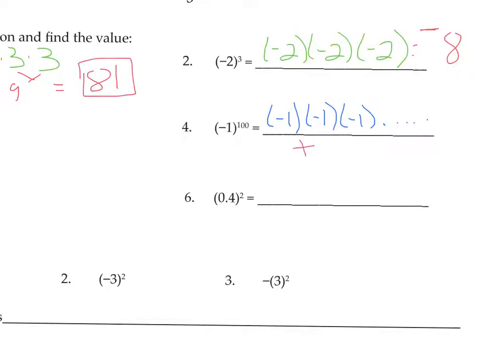When you multiply the bases together, 1 times 1 is 1, times 1 is 1, times 1 times 1, 100 times is going to be 1. So this just comes out to be positive 1.